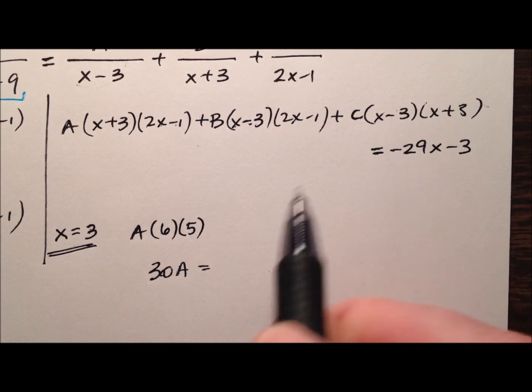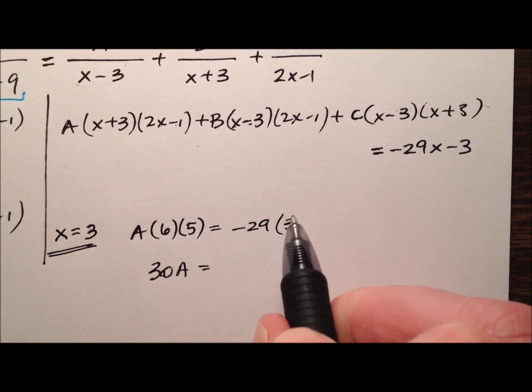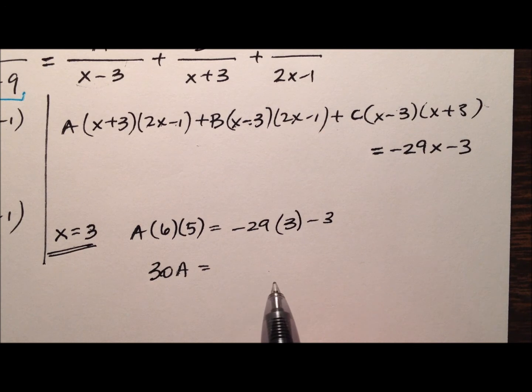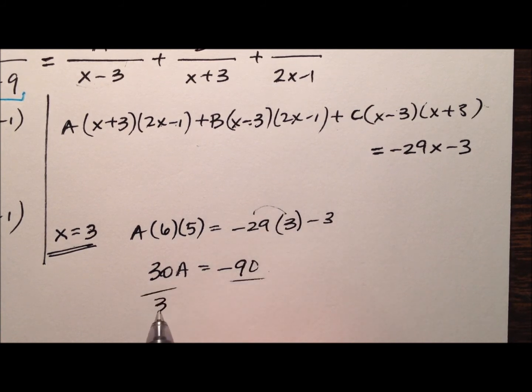So I have now negative 29 times 3 minus 3. Okay, well, what's that going to end up being? Looks like negative 90, because this is negative 87 minus another 3. Hey, that actually works out not too bad. So it looks like a equals negative 3. Okay?